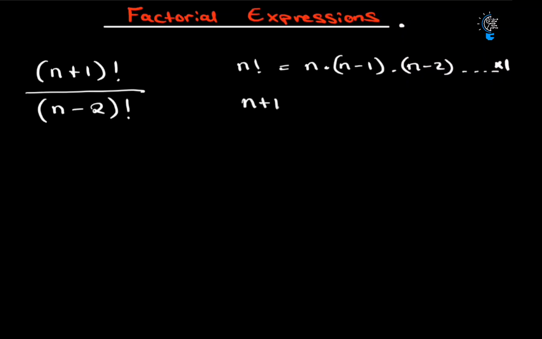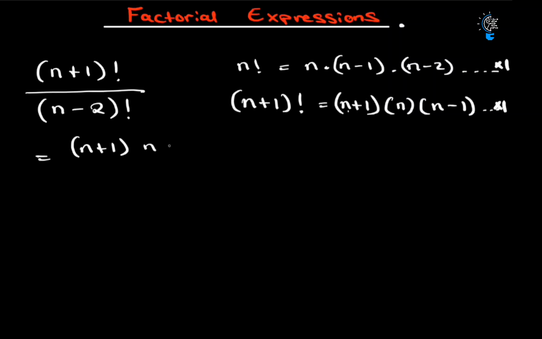So in a case you are given n plus 1 factorial, it's equal to n plus 1. Then this time we say this expression minus 1, we're going to end up with n. Then from there, we're going to have n minus 1. Then we can do the same till we arrive at 1. So we're going to write it as n plus 1, n, then n minus 1, then n minus 2.